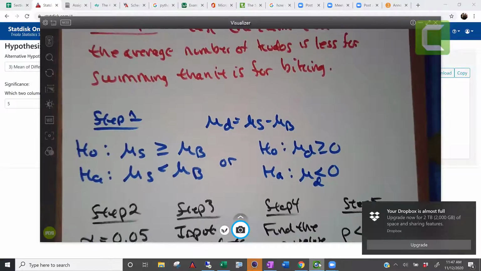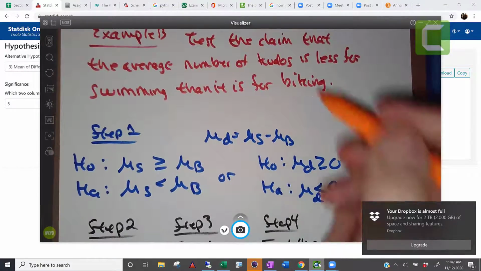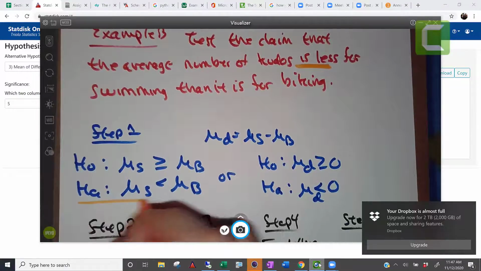H naught. Is it the second one? Is less for swimming than it is for biking. Does that have the possibility of equality in it? No. So if it doesn't, then which one would it be? Alternative. Yes, well done, thank you.